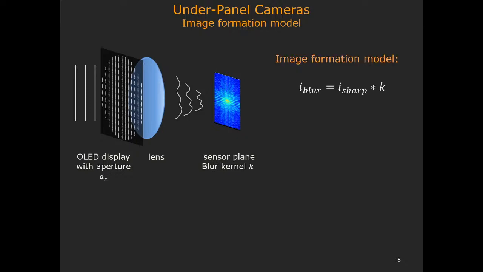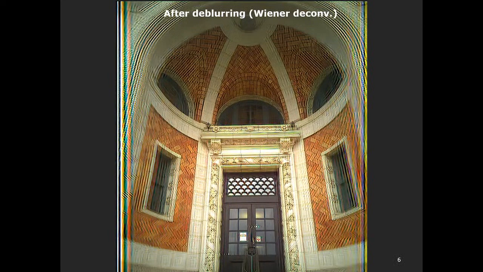Under some assumptions, we can express the blurred image as a convolution between the desired sharp image and a blur kernel K, which is given as the scaled power spectral density of the pattern describing the openings of the display. Due to the small features on the display, the size of this blur kernel is large, often spanning hundreds of pixels in the image plane, which results in a severely blurred photograph. This large blur is also hard to deblur. Here is the image after deblurring using Wiener deconvolution. We can see severe ringing artifacts along the vertical edges as well as the bricks.